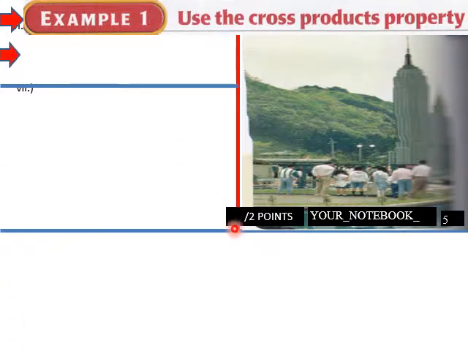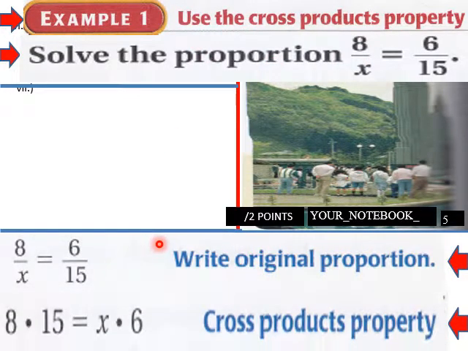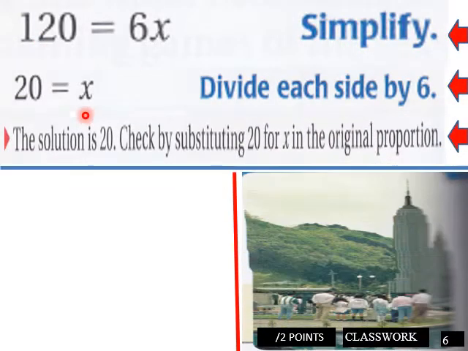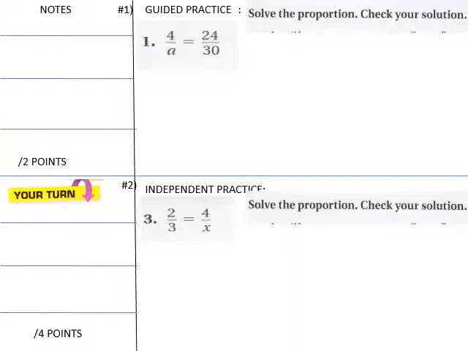Example 1: use the cross products property to solve this proportion. We get 8 times 15 as our means, and x times 6 as our extremes. 120 equals 6x, x equals 20. The solution is 20. Check by substituting 20 for x in the original, and it checks out. Got it.